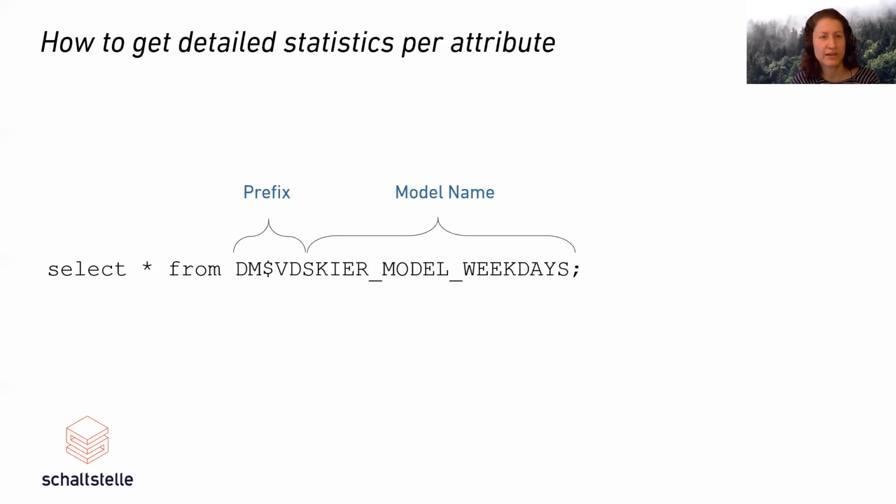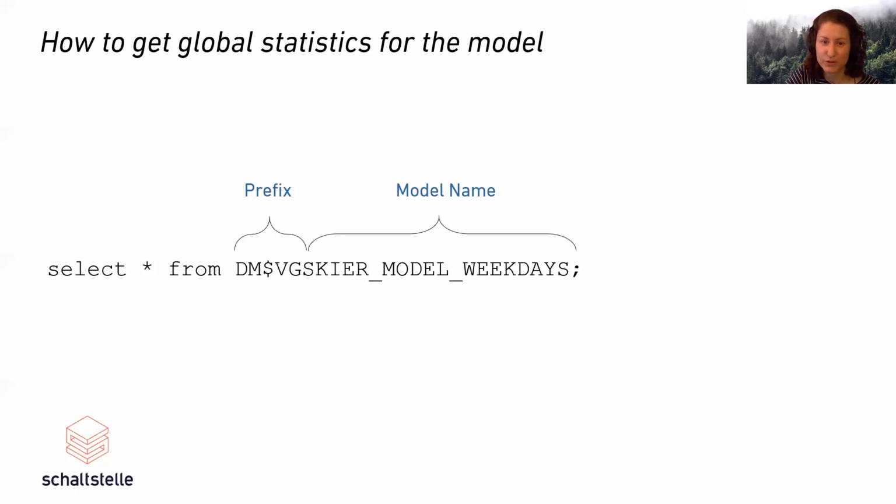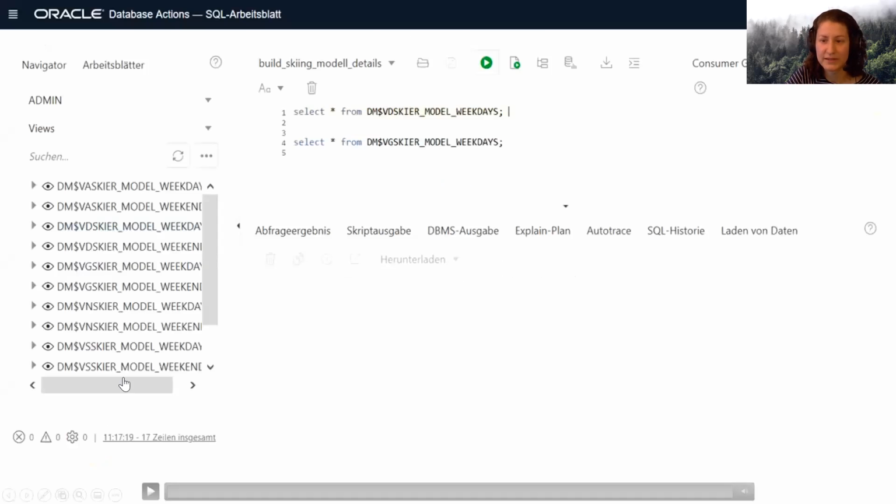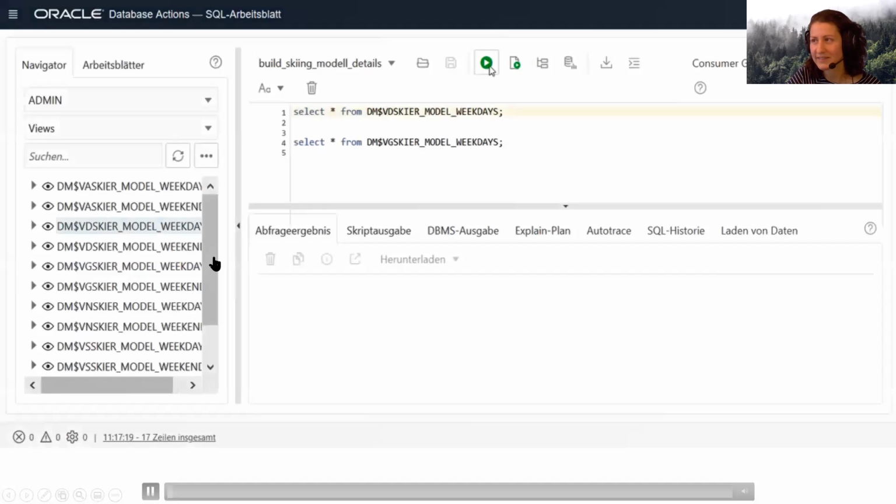As I said, when you create a model in your database, there are other objects that are created as well in the schema. And one of those are views that give you statistical details per attribute. The DM$VD view provides you with statistics per attribute, and the DM$VG view provides you global statistics about your model. This looks roughly like this.